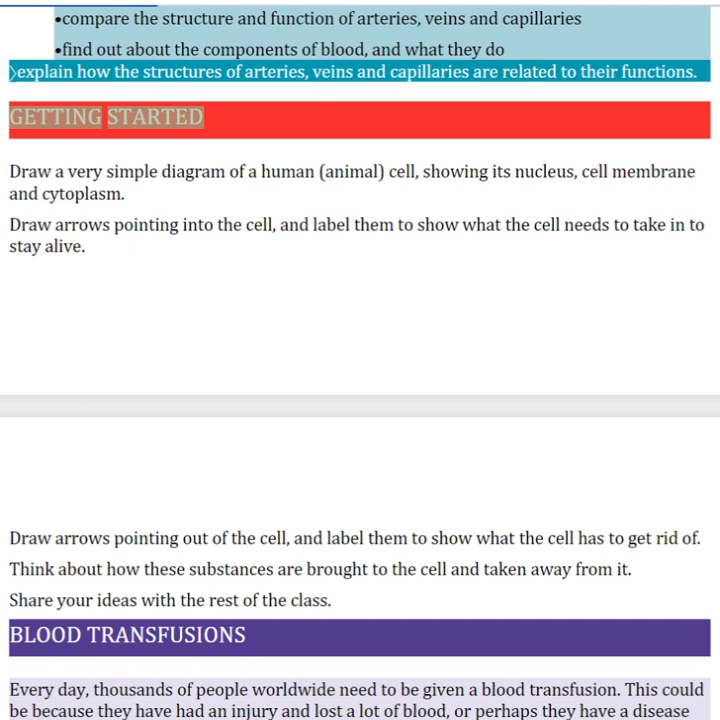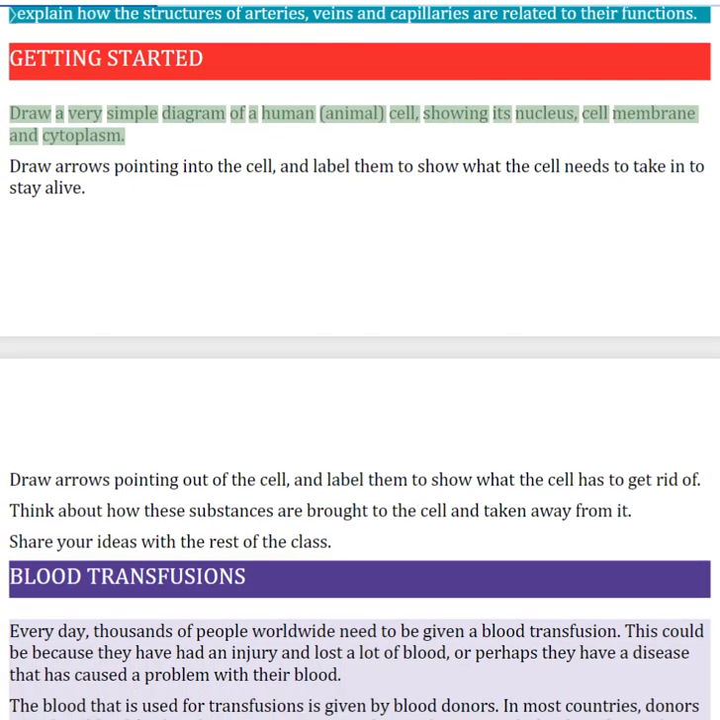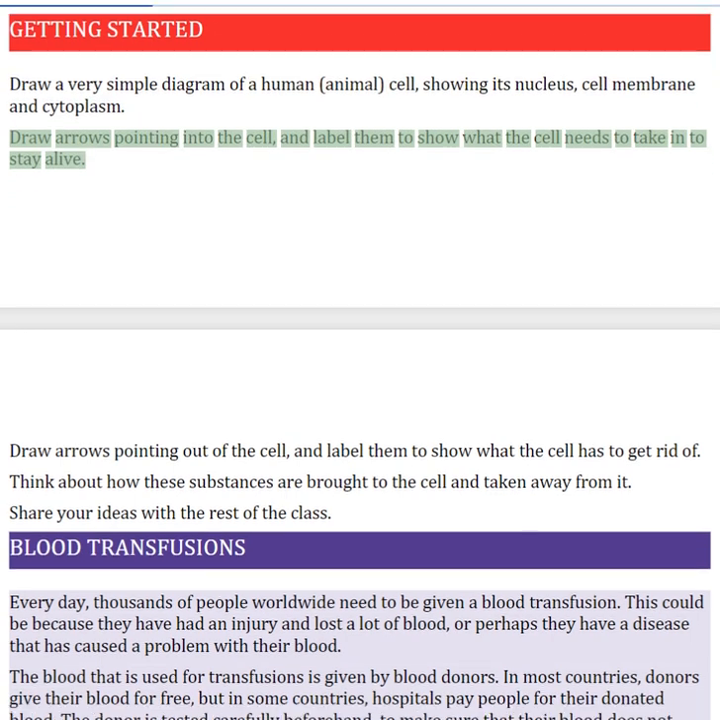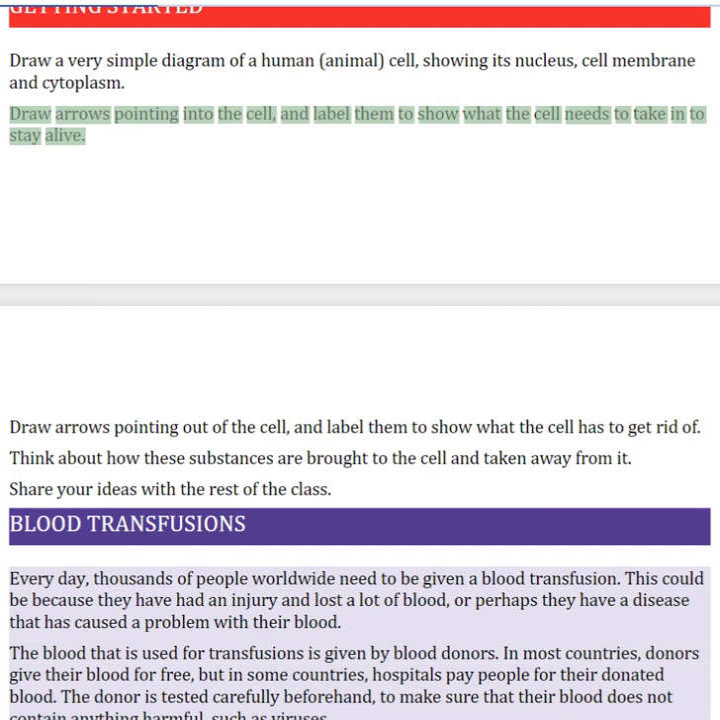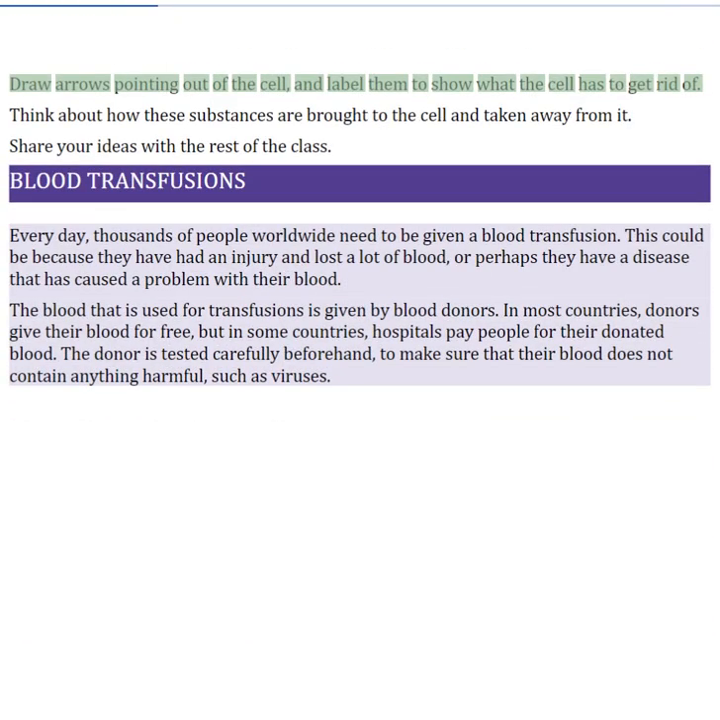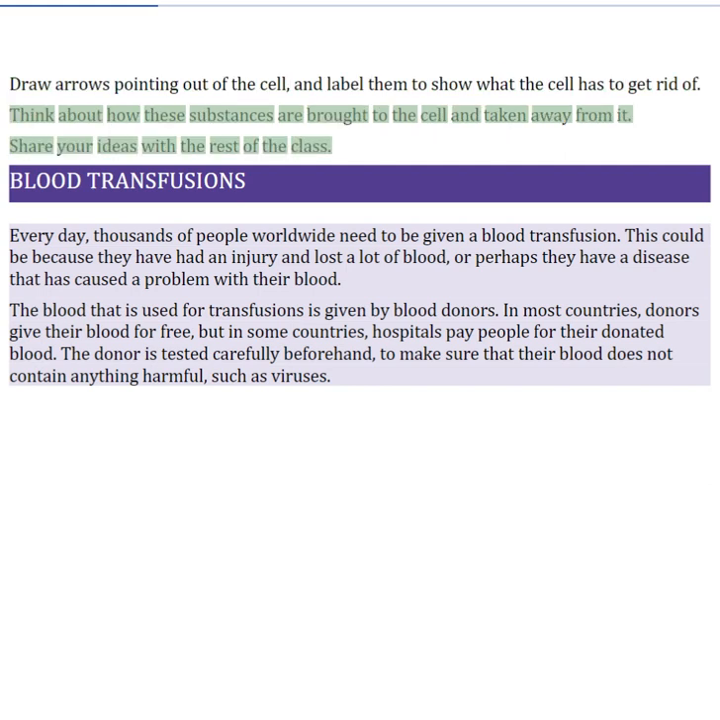Getting started. Draw a very simple diagram of a human cell, showing its nucleus, cell membrane and cytoplasm. Draw arrows pointing into the cell, and label them to show what the cell needs to take in to stay alive. Draw arrows pointing out of the cell, and label them to show what the cell has to get rid of. Think about how these substances are brought to the cell and taken away from it. Share your ideas with the rest of the class.